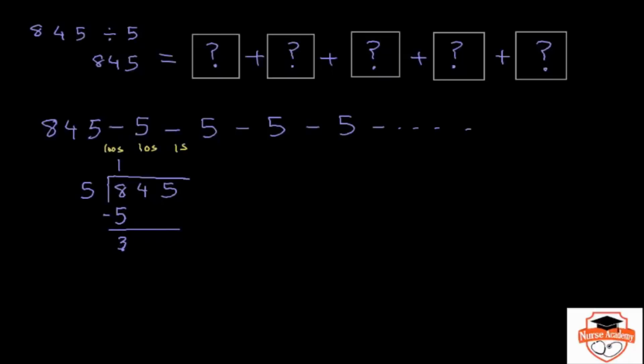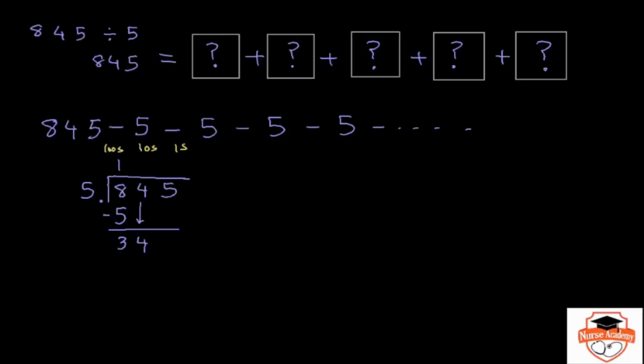In the next step, you cannot say that even one 500 will fit into 300. So at this point, you need to bring this 4 down. Bring this down, this becomes a 34. This looks like a 34, but as you can see, the 3 is under the hundreds place and the 4 is on the tens place. So this is actually a 340.